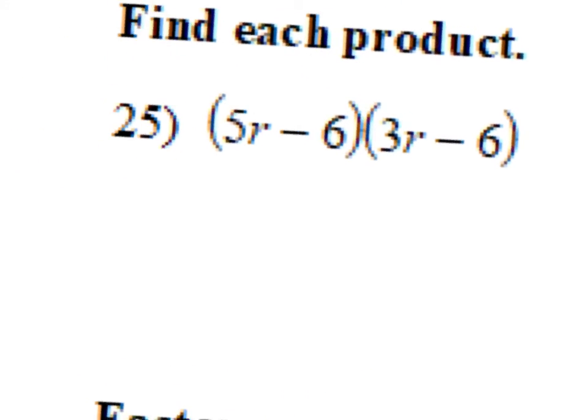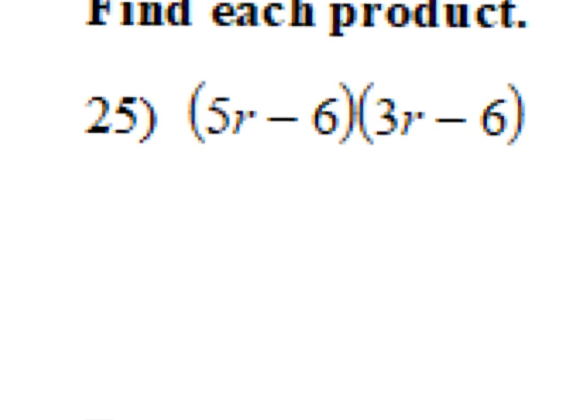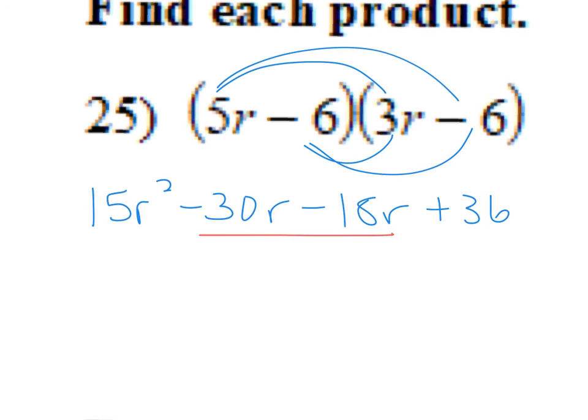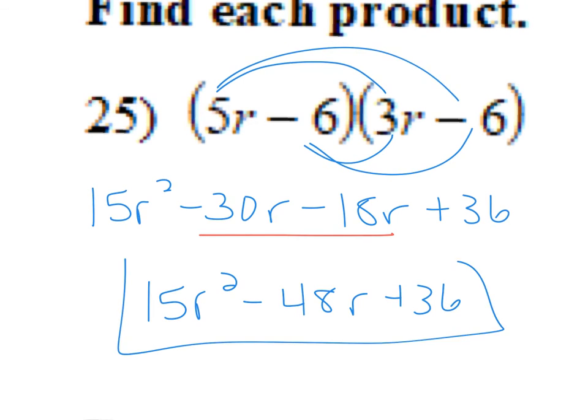All right, on the next one here, I'm going to go ahead and distribute and get 15r squared minus 30r minus 18r and then plus 36. So now go ahead and combine like terms here and get 15r squared minus 48r plus 36.